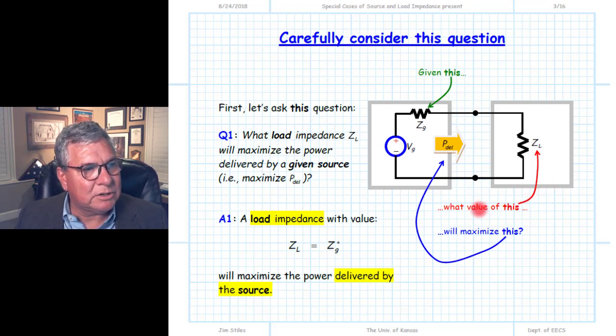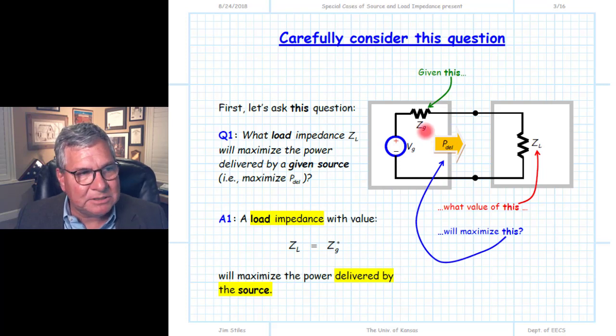If we look at this equivalent circuit, we're going to go through and first say what is fixed. And the thing that is fixed is our source. The source is the given. We have some value VG and ZG. We can't change it. We can't alter it. It's not a variable in the question that we're asking.